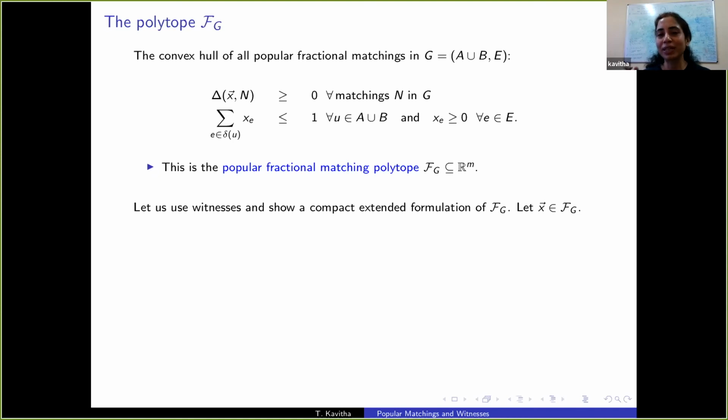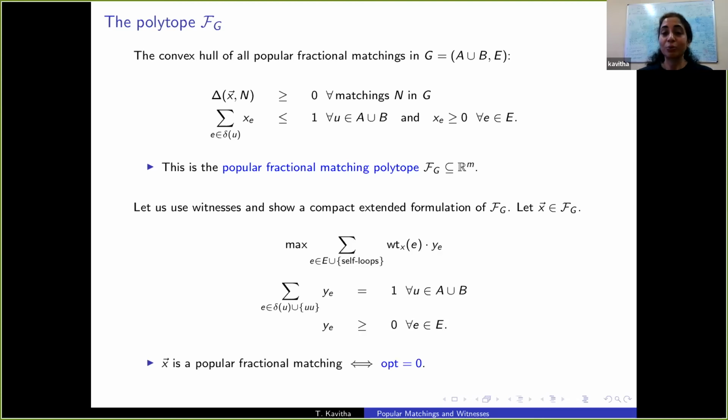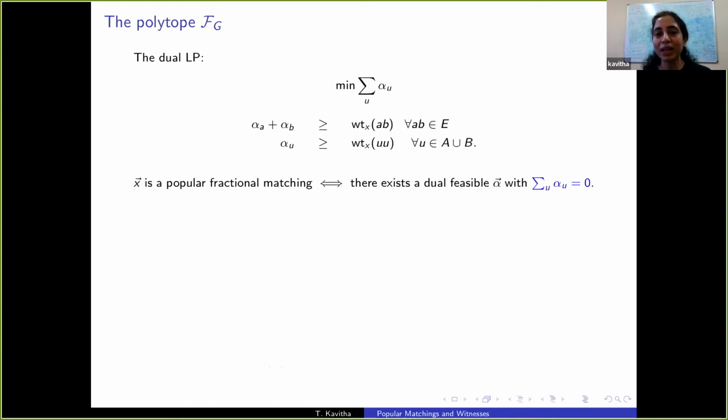extended formulation. We'll introduce new variables now. Let's take a fractional matching x. If x is a popular fractional matching, it's an optimal solution to this LP. Here the variables are the y sub e's. x is one particular fixed fractional matching; x is not a variable, y is the variable here. Let's take the dual LP. So even a popular fractional matching has a witness, that is, a dual optimal solution.